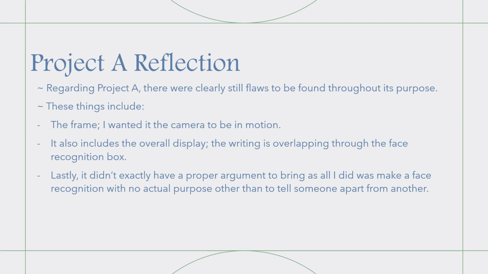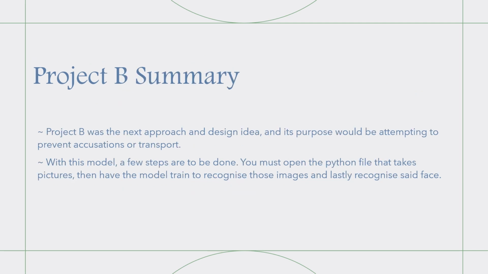But that's where Project B comes into play. So, just a summary: it was my next approach and design idea, and it would have the purpose of preventing accusations or transportation problems. That could involve the system not really recognizing you because the AI isn't exactly too reliable, or the accusation. So you have a database for the AI to look towards. Also, with this model, there are a few steps that have to be done. Those will be taken into account in detail in the next slide here.